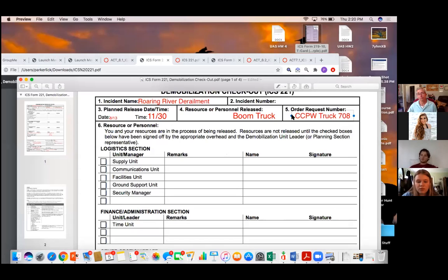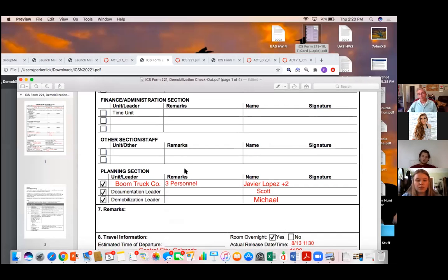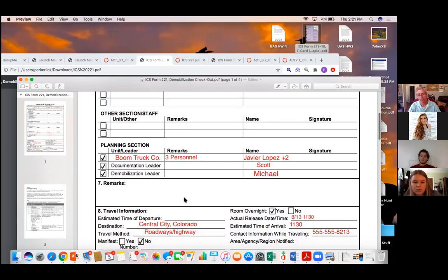Okay, there's the order request number with the specific number of boom trucks that they wanted. This was on 8/13 at 11:30. So the planning section is from the boom truck company. There were a total of 3 personnel involved. Javier Lopez was the head guy with 2 people also helping him out. The documentation leader, I put Scott. The demobilization leader, I put Michael.